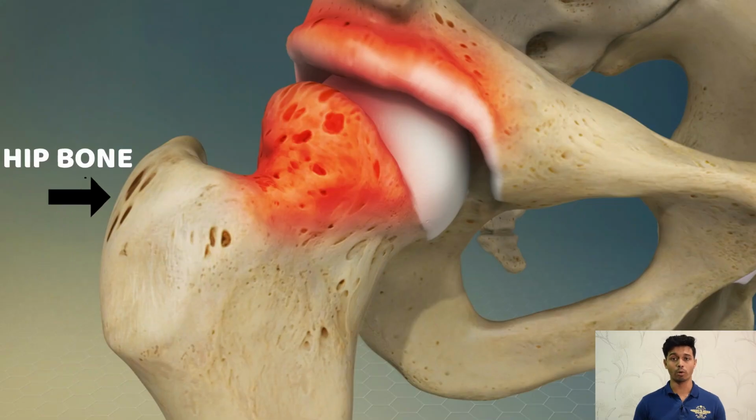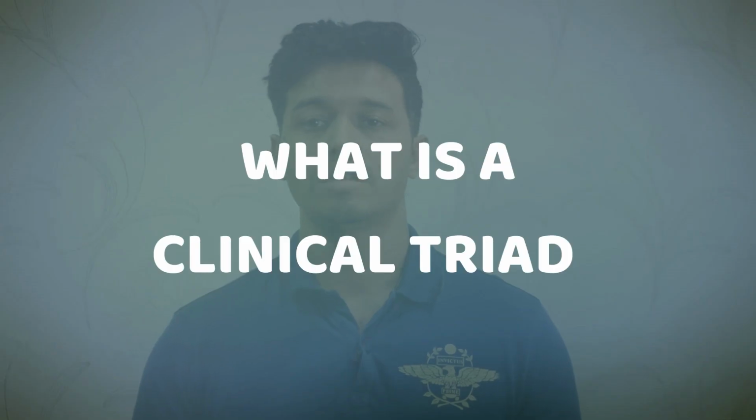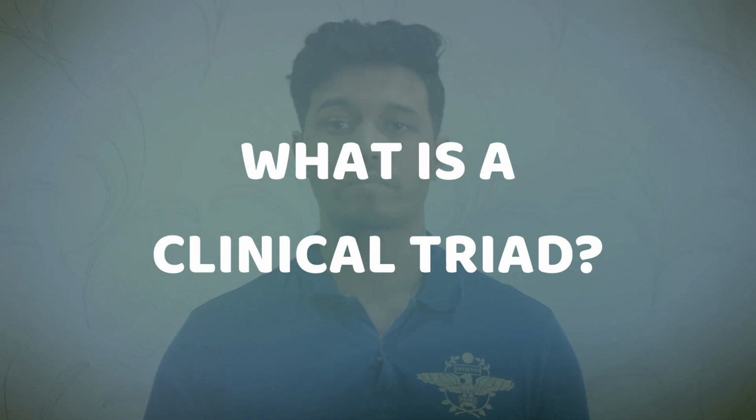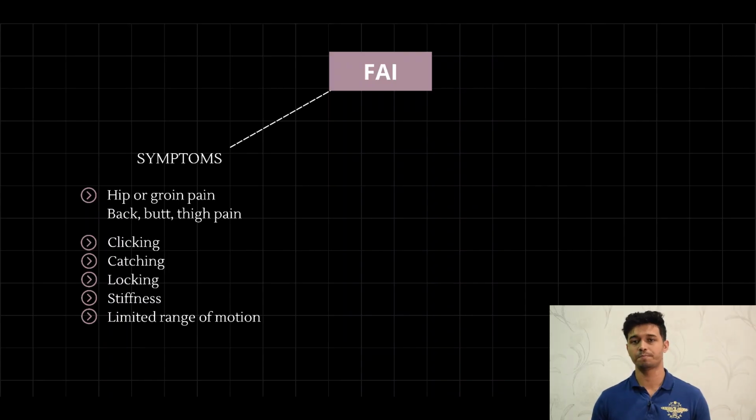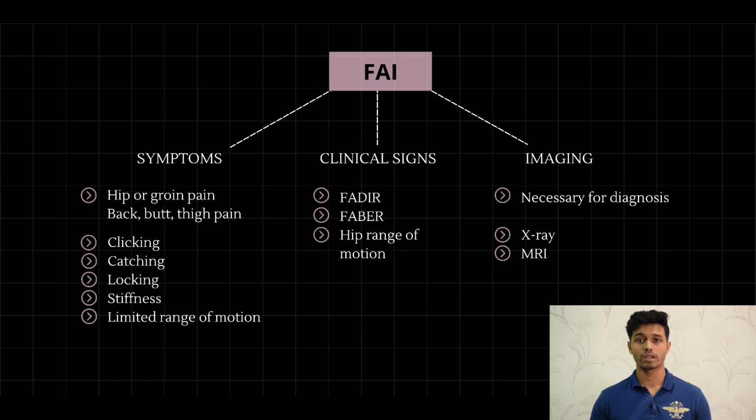There is an improper contact between your hip bone and the acetabulum which leads to hip impingement. So what is the clinical triad? Let's see. The first one is the symptoms which is experienced by the patient or the client. The second, clinical signs which are based on the diagnosis of the physiotherapist or your consulting orthopedician. And the third one is based on the radiological findings based on X-ray or your MRI. So these are the things that you need to look out for in case you have hip impingement.